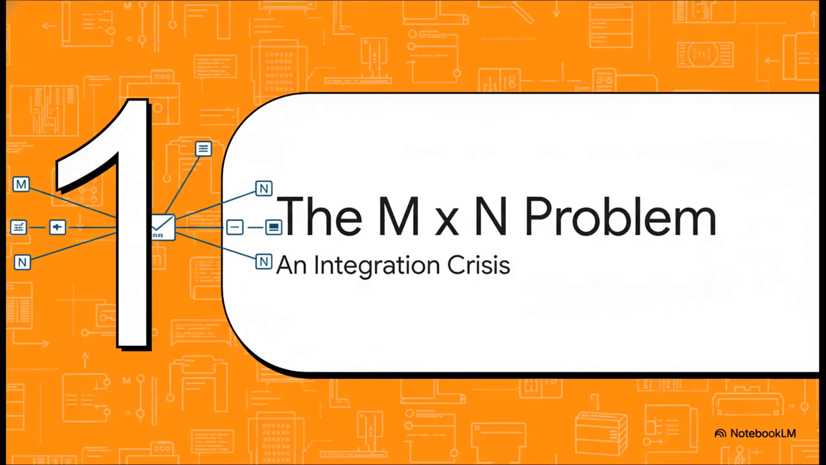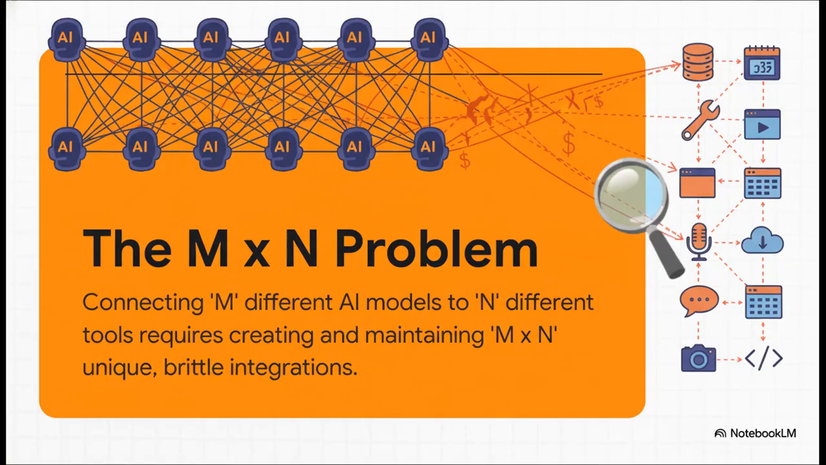Yeah, this isn't just some small annoyance. It's a massive architectural headache. And in the industry, it has a name, the M by N integration crisis. Okay, so here's what that actually means. Let's say you've got, I don't know, 10 different AI models, and you want them all to be able to talk to 10 different tools.